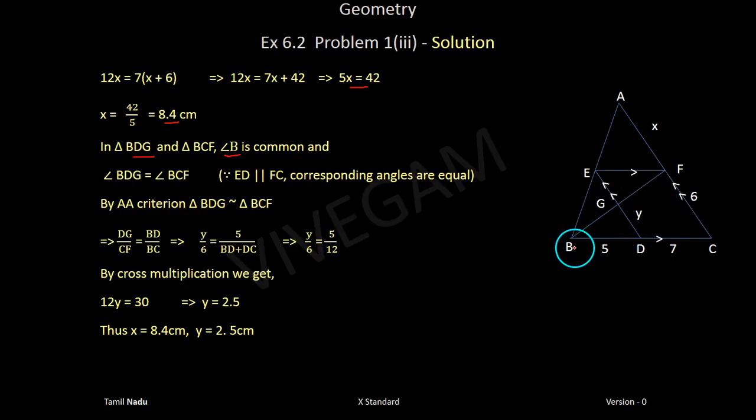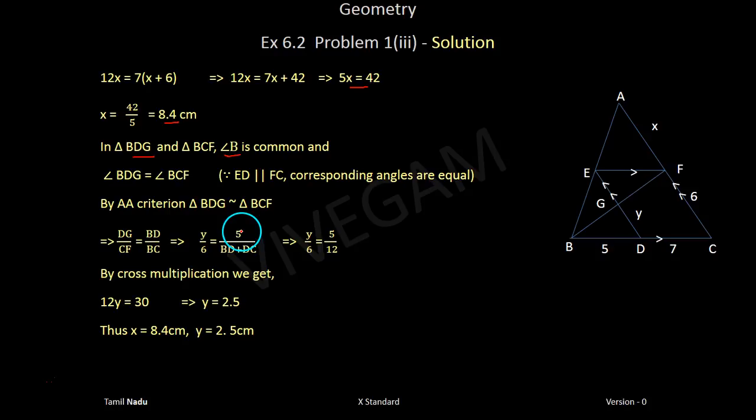So ratio of the corresponding sides will be equal, that is y divided by 6 will be equal to BD divided by BC, that is 5 divided by BC. What is BC? That is 5 plus 7. Y by 6 equals 5 divided by BC, but BC is BD plus DC, and BD is 5, DC is 7. Check it out here.